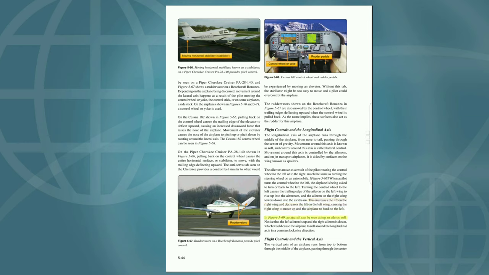In Figure 5-69, an aircraft can be seen doing an aileron roll. Notice that the left aileron is up and the right aileron is down, which would cause the airplane to roll around the longitudinal axis in a counterclockwise direction.